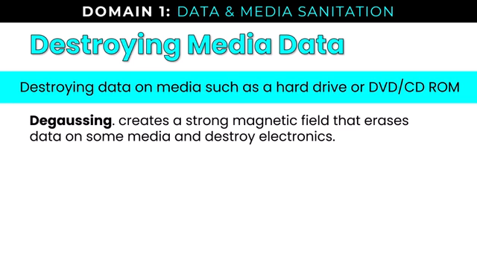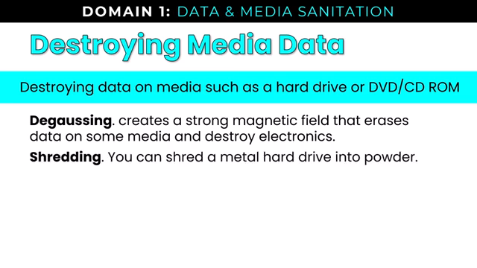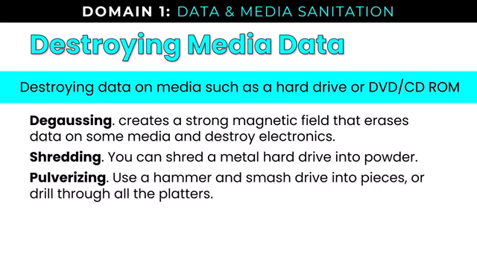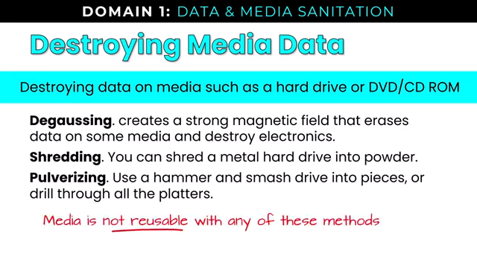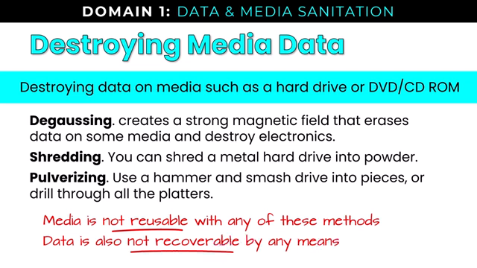Degaussing, which creates a strong magnetic field that erases data on some media and destroys electronics. We have shredding. You can shred a metal hard drive into powder. You can pulverize a drive with a hammer or drill through all the platters, rendering it inoperable. Media is not reusable with any of these methods. Data is also not recoverable by any means with any of these methods.